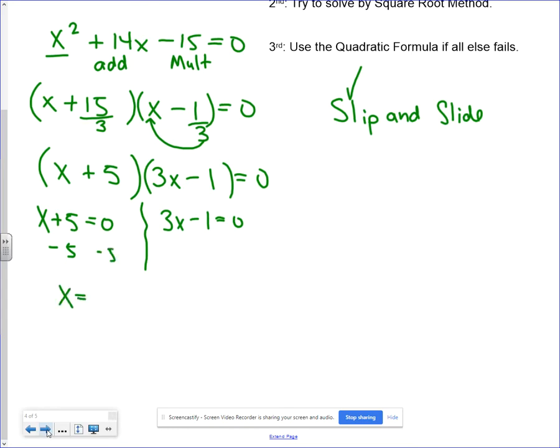So one of the roots is negative 5. The other root would be 1/3. If you were to graph these, this is where your graph would intersect the x-axis, at negative 5 and 1/3. These are the roots. These are the zeros.